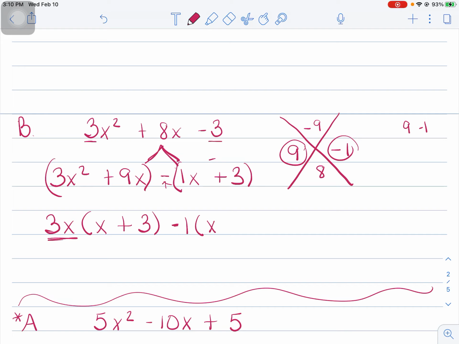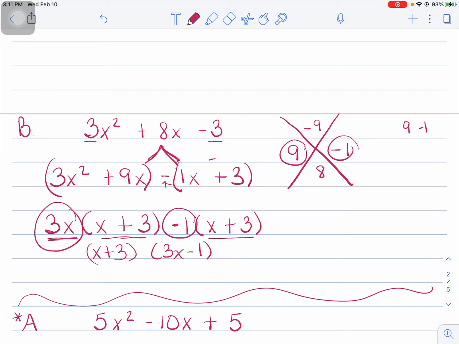And that's what I need. A negative and a negative gets me a positive. So I'm going to put back what I had, x plus 3. So now I have two binomials that are exactly alike. So x plus 3, pull them out. And then the coefficients on the outside, 3x minus 1. And then check yourself with FOIL and make sure that it factors back to the original problem.